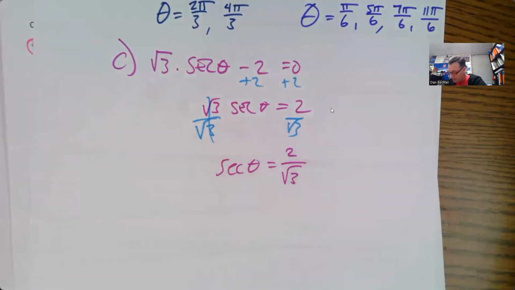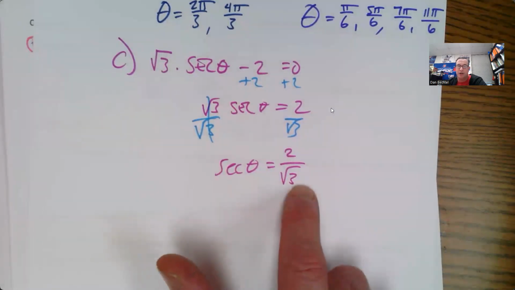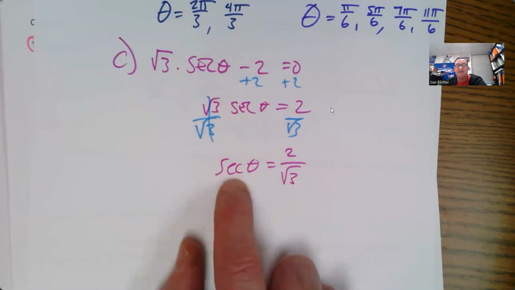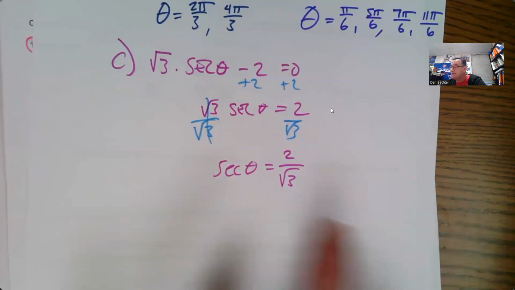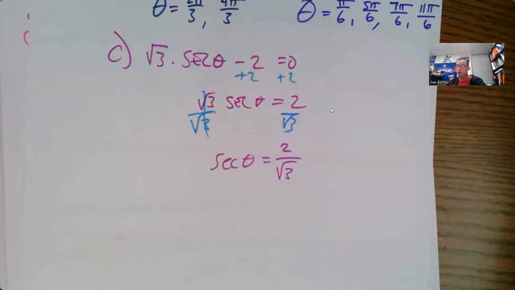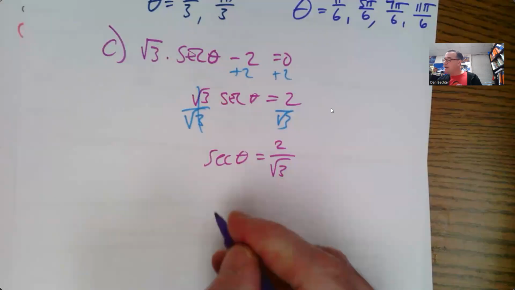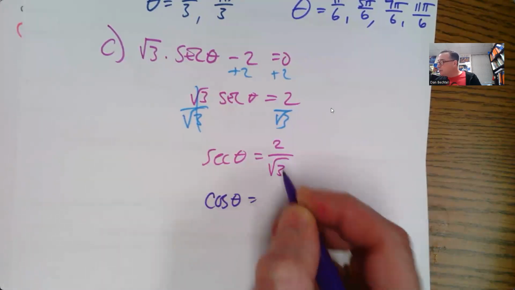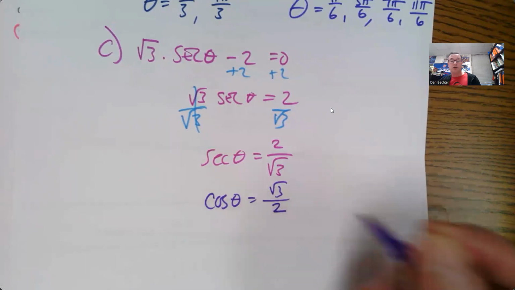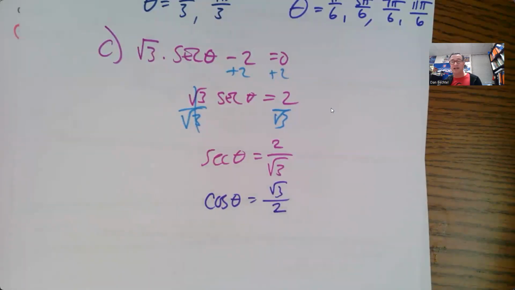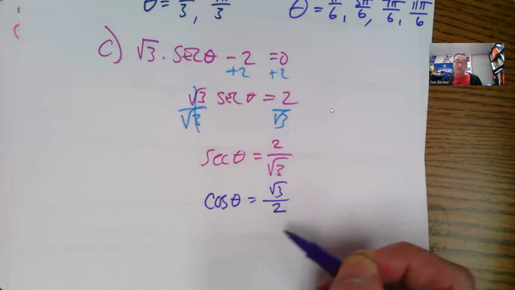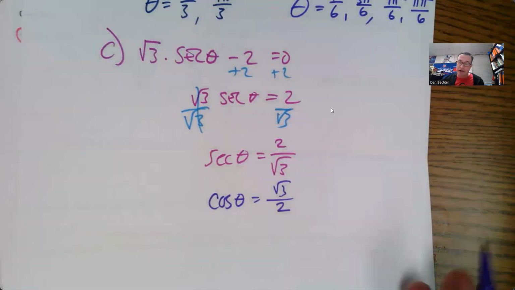Now listen, if you are anything like me and you get a problem like this, the first thing you're going to think to do is rationalize the denominator, because you have a square root of 3 on the bottom and you don't want that. But we don't really have the values of the secant memorized. We do have the values of its reciprocal memorized. Secant is the reciprocal of cosine. So if I take the reciprocal of both sides, my left-hand side becomes the cosine of theta, and the reciprocal of this side is just square root of 3 over 2. That's why I didn't want to deal with the rationalization, because this is a value I can deal with. If I were to flip it, I would have to rationalize it again and simplify it.